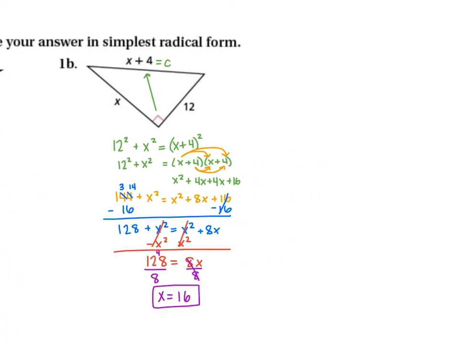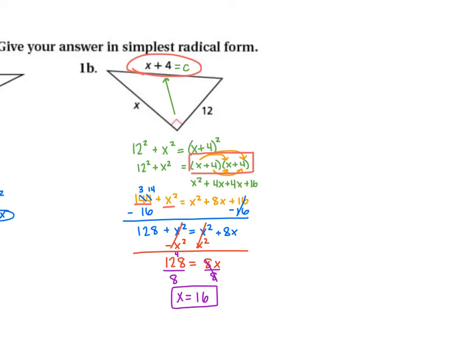And 1b is just like the last example where we've got an expression. So 12, we identify x plus 4 as the c. So 12 squared plus x squared would equal x plus 4 squared. 12 squared is 144. X squared is x squared. And then we FOIL out the right-hand side. X times x is x squared. X times 4 is 4x. 4 times x is 4x. And 4 times 4 is 16. Combine those 4x's and we're here.